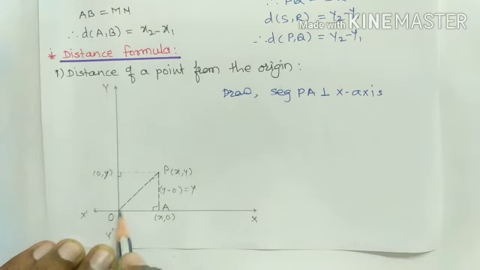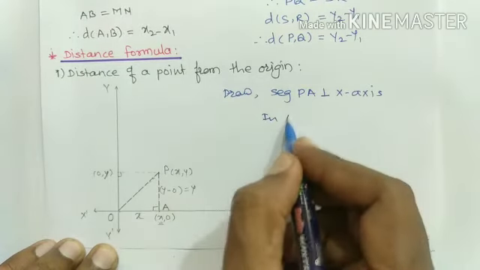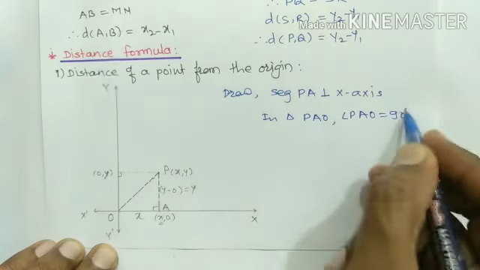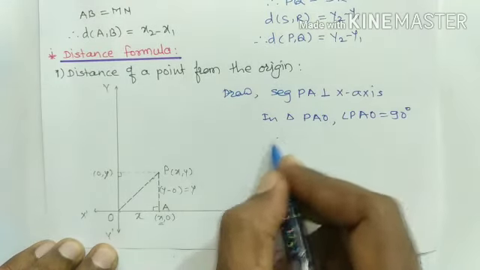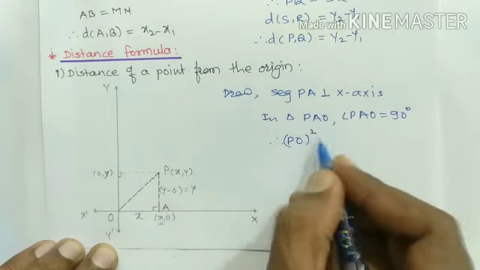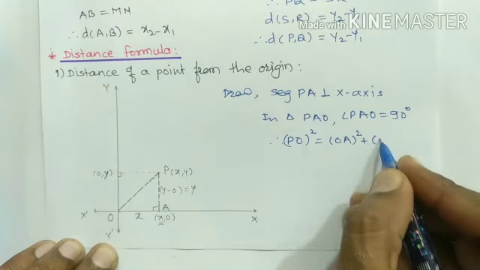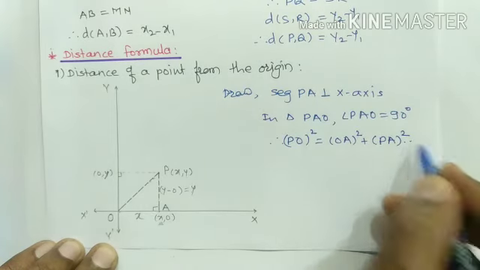And for distance OA, point A is at a distance of x units from the origin on the x-axis. Or by the other method, x minus 0 equals x. So this distance is x. Now in triangle PAO, angle PAO equals 90 degrees, and therefore PO square, or OP square, equals OA square plus PA square. This is the Pythagoras theorem.